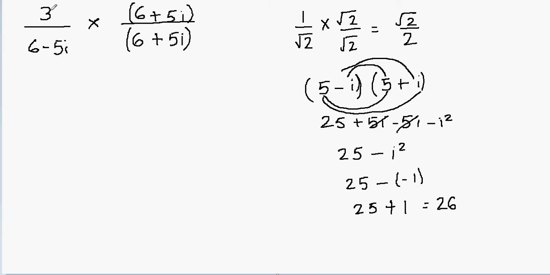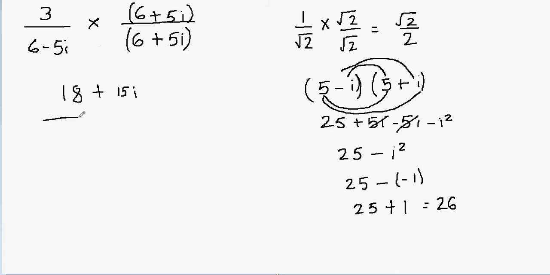Now how to solve it is you just use the distributive property, multiplying 3 inside the parentheses. So 3 times 6 will give me 18. And then 3 times positive 5i will give me positive 15i. So I have 15i. Now, it's okay to have an imaginary number in the numerator, but it's not okay to have an imaginary number in the denominator. That's why we rationalized here, and that's why we had to multiply by its conjugate.